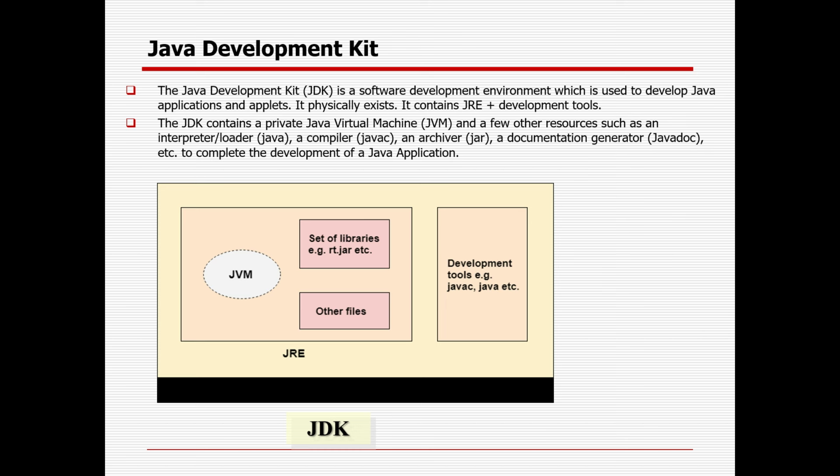Then comes the JDK, which is the actual thing you see whenever you install Java. JDK is nothing but the Java Development Kit. It is a software development environment used to develop Java applications and applets. It physically exists. It contains the JRE. JRE is nothing but JVM plus a set of libraries, and JDK contains JRE plus different kinds of development tools. It can be java, javadoc, archiver, compiler, loader, interpreter, everything. That complete package creates the JDK, and after that you get the real-time environment to execute the code for Java.